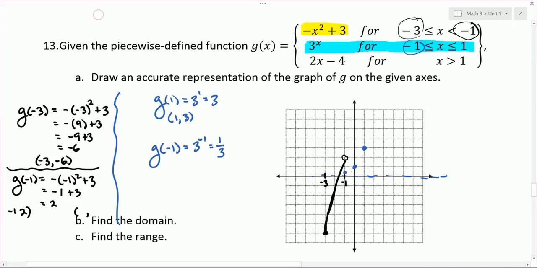And we only want a piece of what we drew, and that's our piece. We want closed circles at the endpoints because we have the less than or equal signs, both less than or equal signs between -1 and 1. Done with that piece.